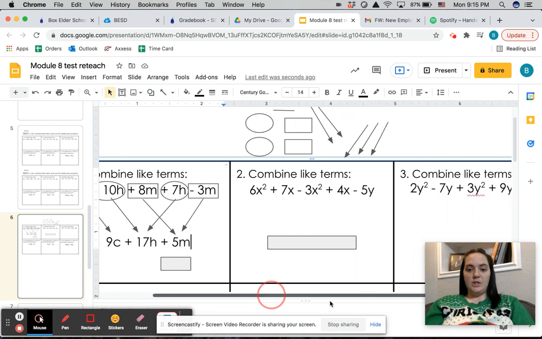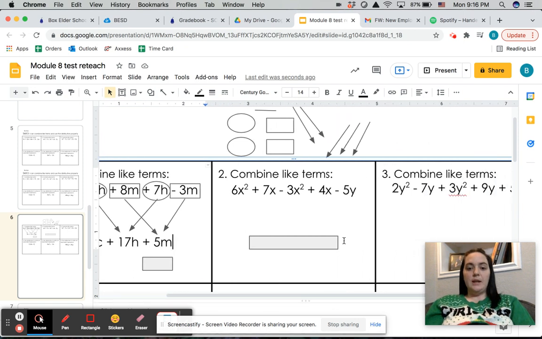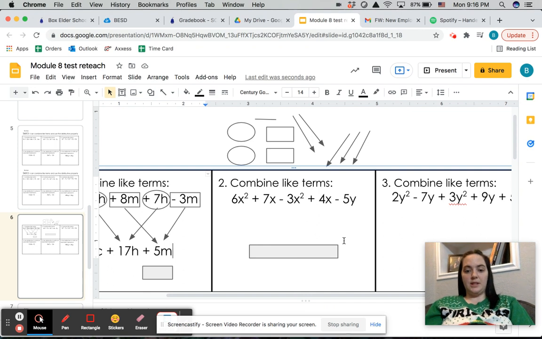Okay, let's do number two. Number two is 6x squared plus 7x minus 3x squared plus 4x minus 5y. Just like before, I'm going to start from left to right. We can combine terms that have the same variable and the same exponent. We have lots of x's here, but we can only combine the x's if they have the same exponent. So this is an x squared. We can only combine it with the other x squared.